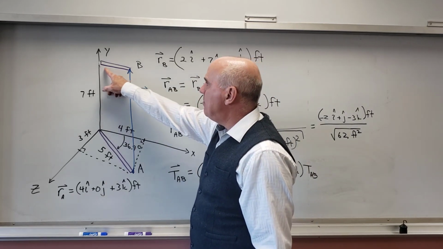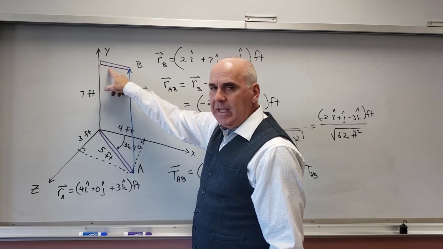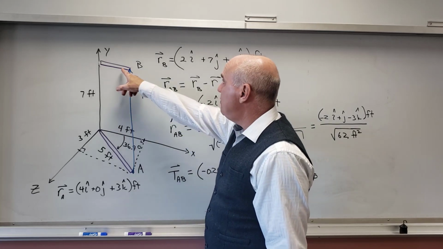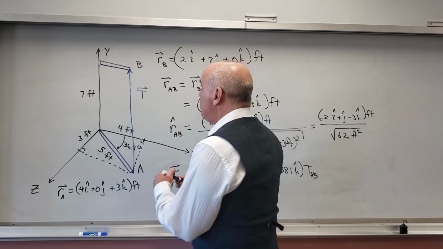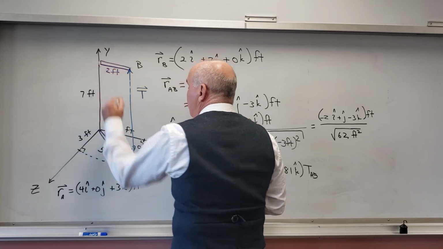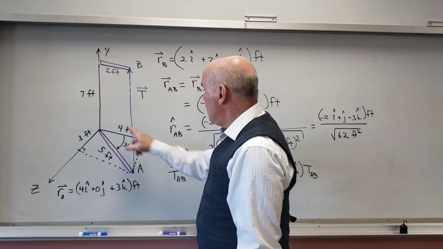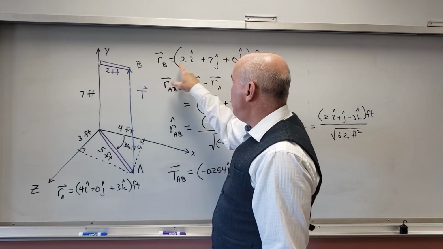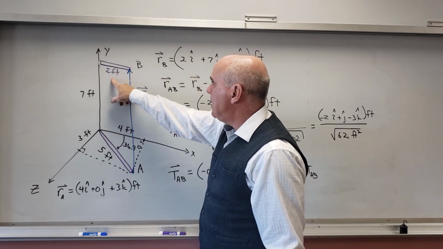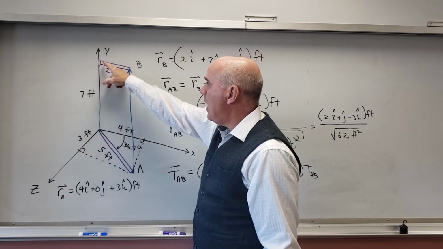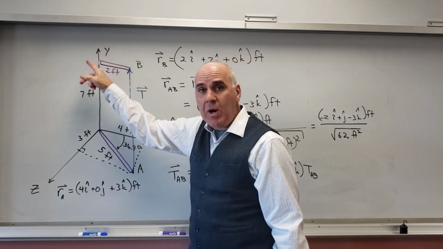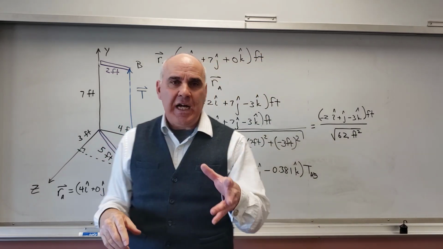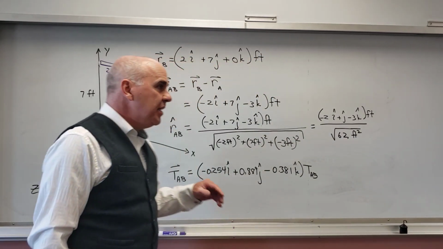And then there's another beam parallel to the x-axis, and it's 7 feet up. This beam is going to have a length of 2 feet. That's not shown on there, but this would have a length of 2 feet. So that beam is along the x-axis, so it's going to have a position B at the end, and that position B is 2i, so 2 feet in the x direction, 7 feet in the y direction, because it's up 7 feet along the y-axis, and then it's not in the k direction at all, because it's along the x-axis and on the y-axis, it has no z value to it.